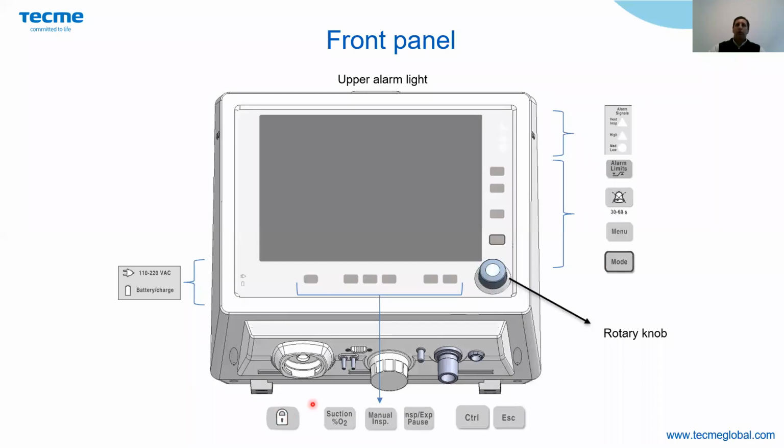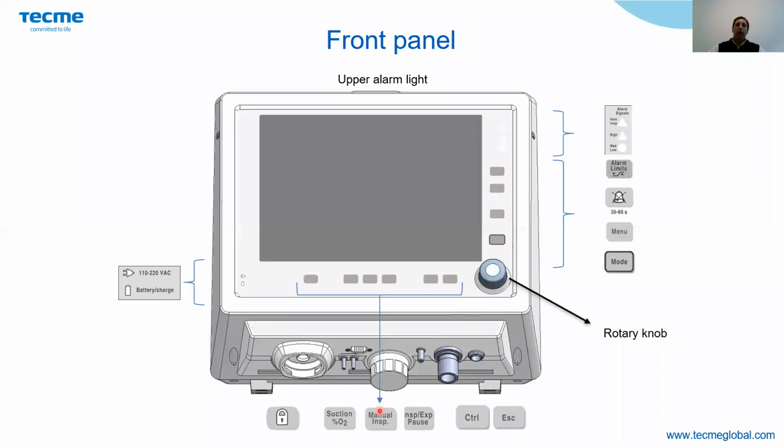We have the suction key in order to suction the secretions from the endotracheal tube of the patient. This is a maneuver in which the machine will give a high oxygen concentration during 60 seconds. Then you will have a window in order to do the suction of the patient. And after this period, you will have a secondary high oxygen concentration during 60 seconds in order to restore the oxygenation of the patient.